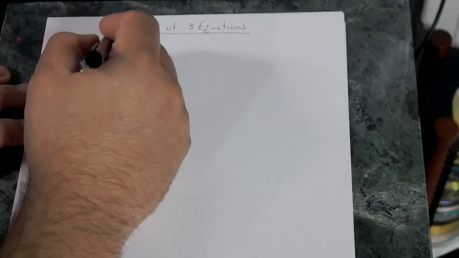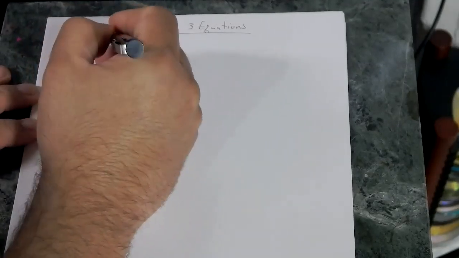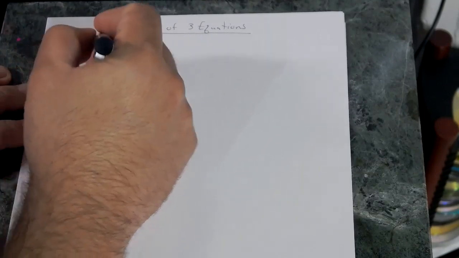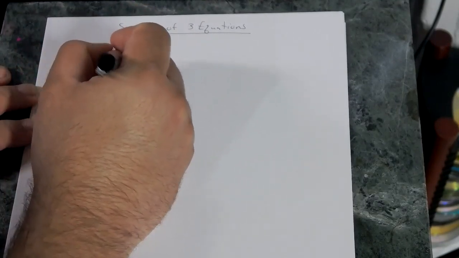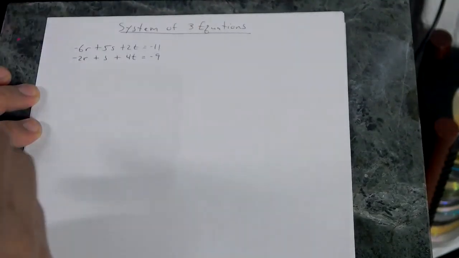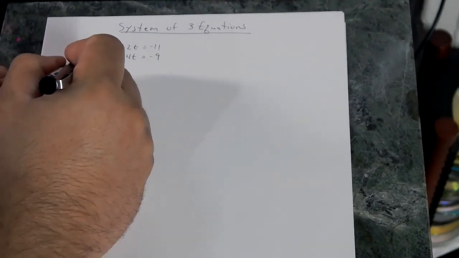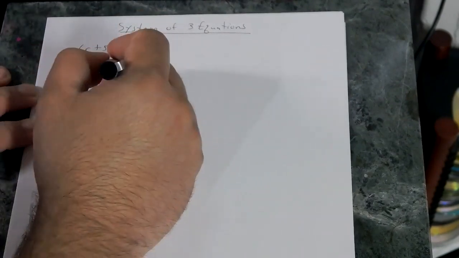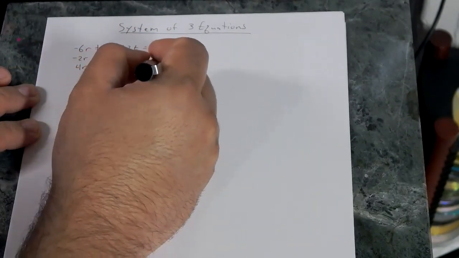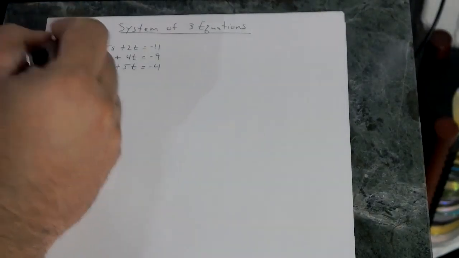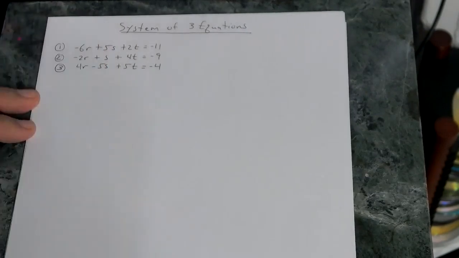Negative 6r plus 5s plus 2t equals negative 11. Negative 2r plus s plus 4t equaling negative 9, and 4r minus 5s plus 5t equaling negative 4. All right, so we're going to call these equation 1, equation 2, equation 3.